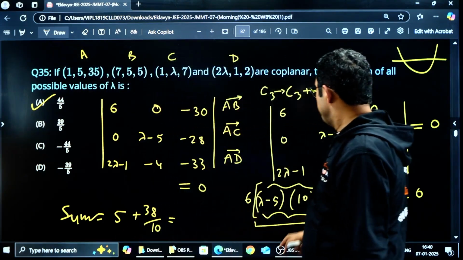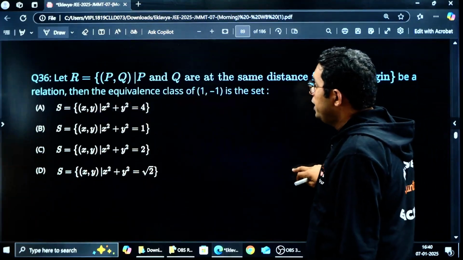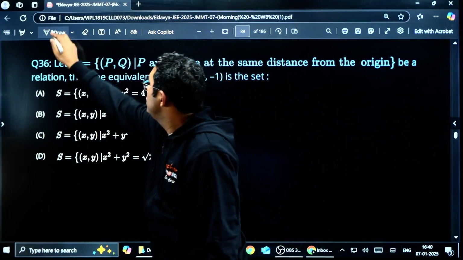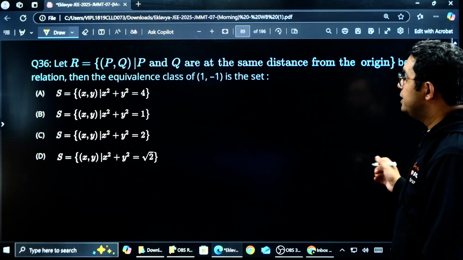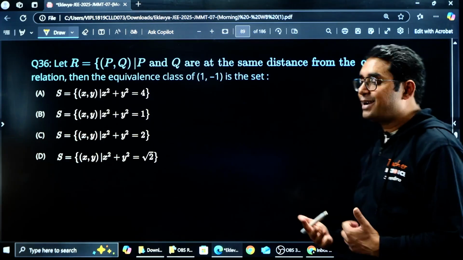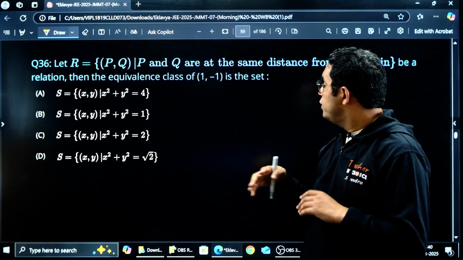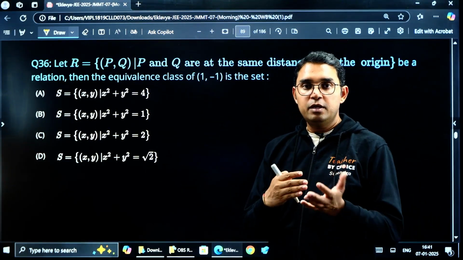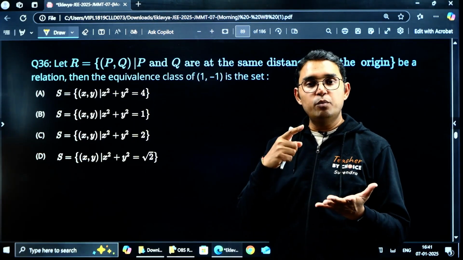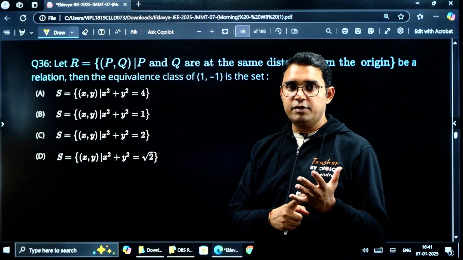Moving to the next question. 36. We are given R is equal to PQ, such that P and Q are the same distance from the origin. Okay. And this is a relation. Then we have to find the equivalent class of 1 comma minus 1. Equivalent class is actually set of all those ordered pairs which are connected among themselves with equivalent relation. That means they should be having reflexive relation, symmetric relation, as well as transitive relation.